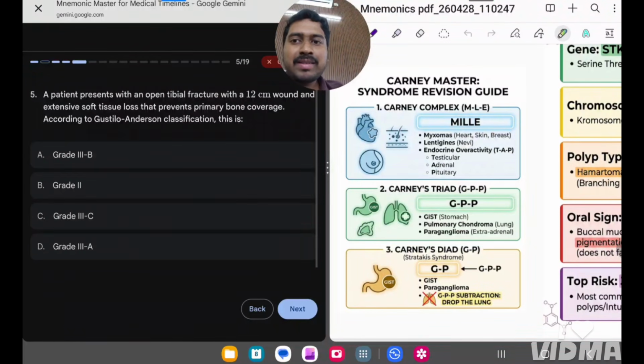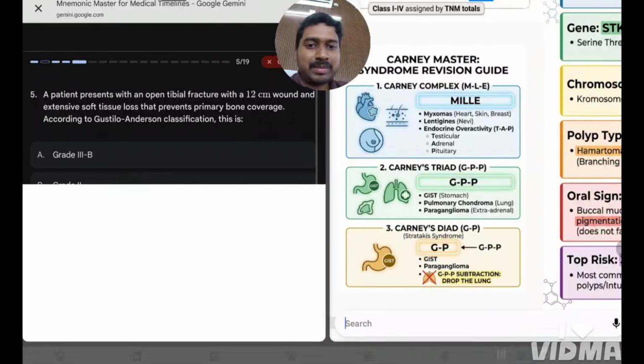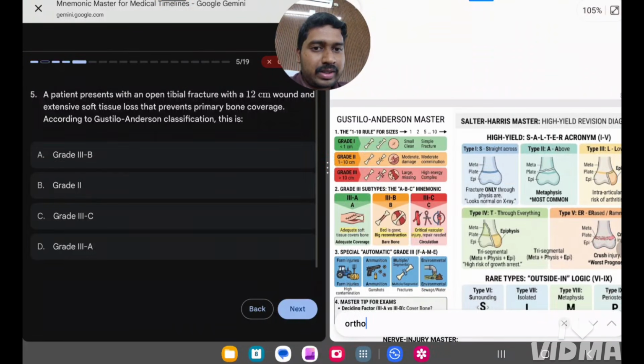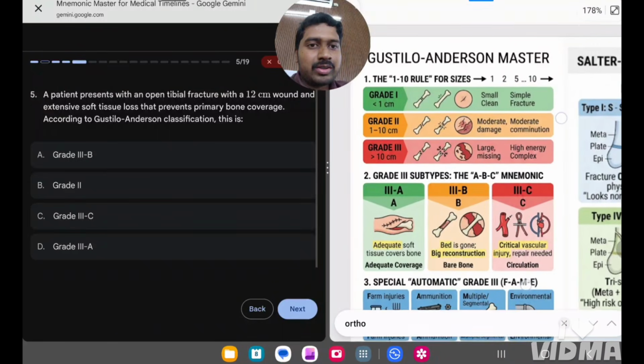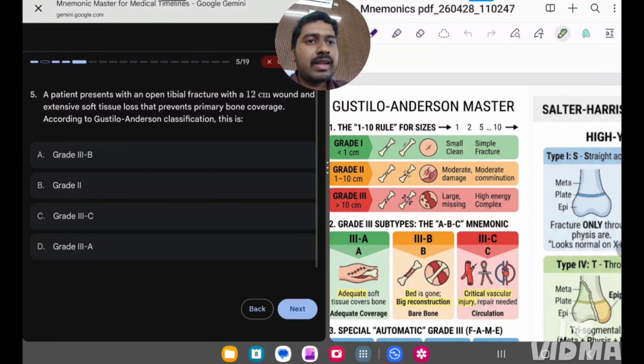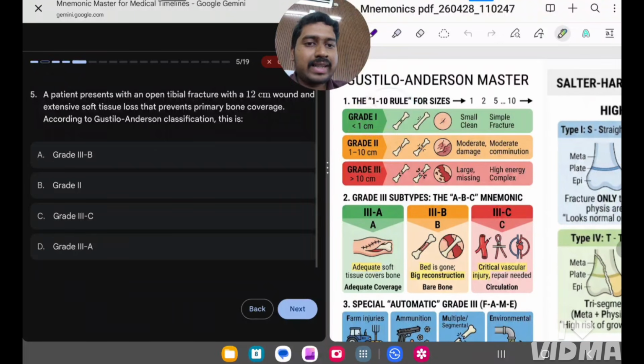Okay. Next, patient presents with open tibial fracture with 12 centimeter wound. So this is basically an ortho question based on Gustilo-Anderson classification, and this is where many people make mistakes. So let's go to ortho mnemonics. Here it is. So see here, the mnemonic is less than 1 centimeter, 1 to 10 and more than 10 centimeter. Okay, so our question is basically straightforward, that is more than 10 centimeter. So more than 10 centimeter is already grade 3.